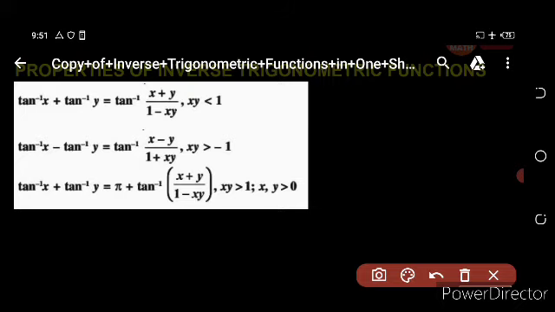Okay, tan inverse x plus tan inverse y is also equal to pi plus tan inverse of x plus y upon 1 minus xy. Now the condition is xy greater than 1. Okay, xy greater than 1 and x, y are greater than 0.